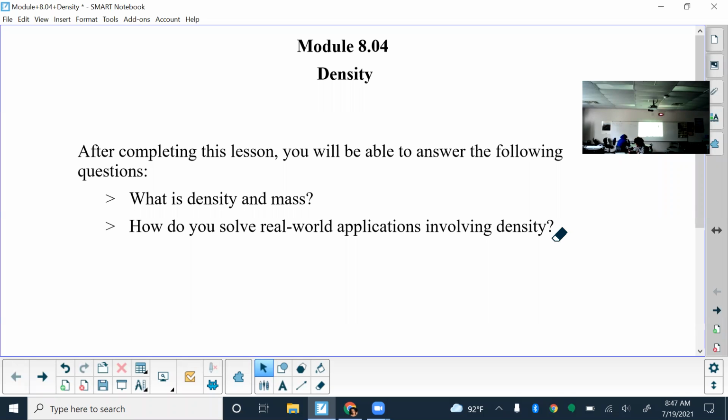So basically you'll learn what is density and mass. Volume you guys have been pretty familiar with from the past 2 lessons. And then real world problems using density. And the reason why I really like this lesson is because I dealt with it all through college. So I feel like this really does have a lot of real world applications.